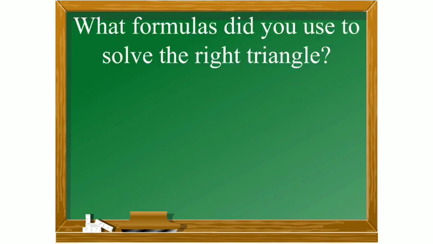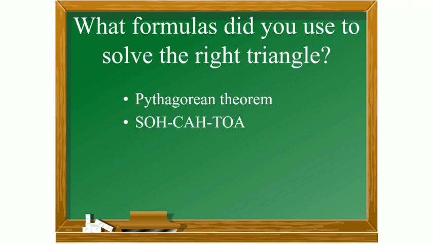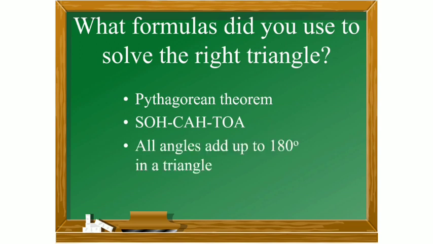But before we tackle our lesson for today, let me ask you a question first. What formulas did you use to solve the right triangle? Yes, the Pythagorean theorem. Another, the SOHCAHTOA or the primary trigonometric ratios. And the last one, all angles add up to 180 degrees in a triangle.